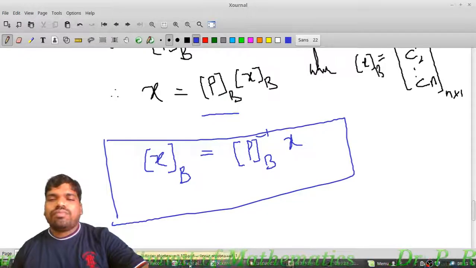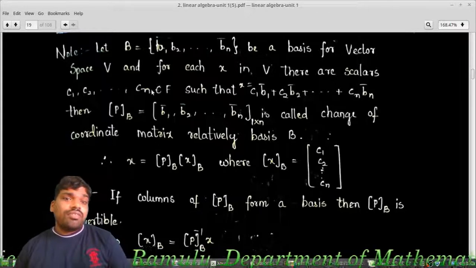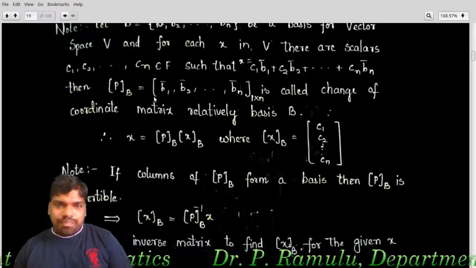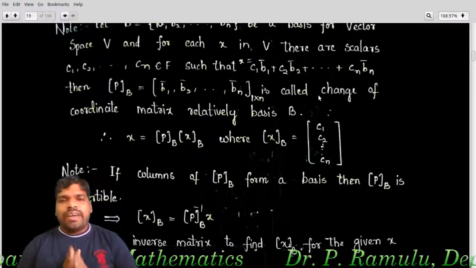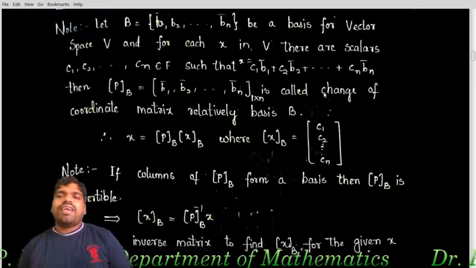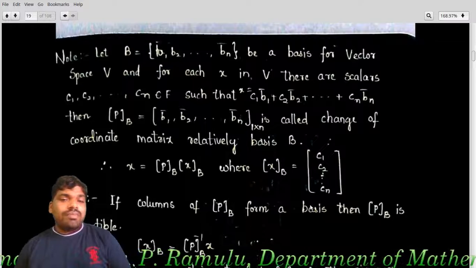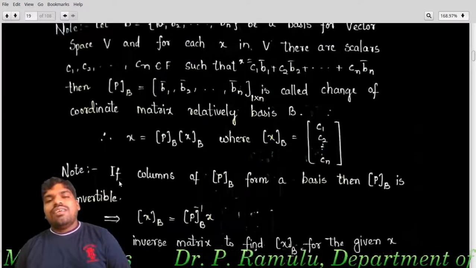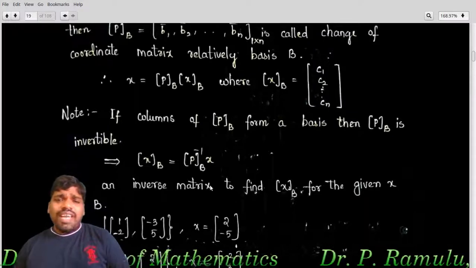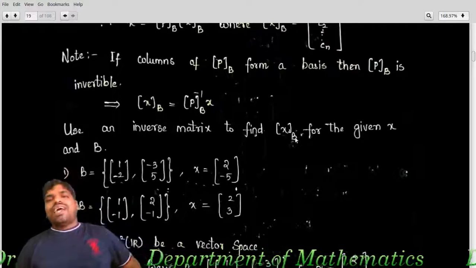Let B be a basis for the vector space. For each x there are scalars such that x equal to C1 B1 bar plus C2 B2 bar, then PB is equal to the matrix of B1 bar, B2 bar, and so on, which is called the change of coordinate matrix relative to basis B. Therefore x is equal to PB XB, where XB is equal to C1, C2, and so on. If the columns of PB form basis B, then PB is invertible. Why? Because this is a basis, obviously the columns form a basis.